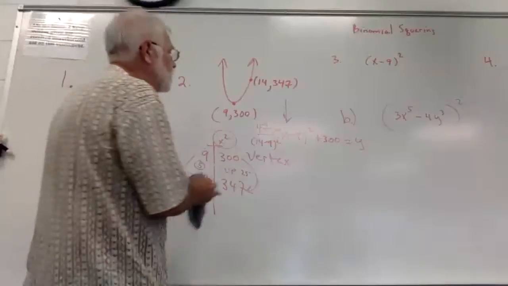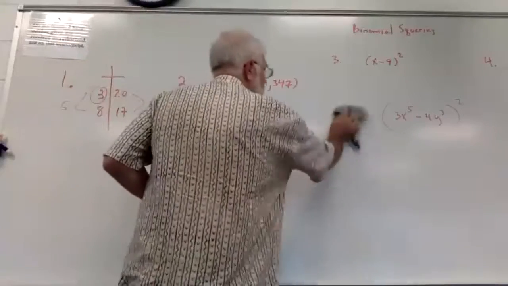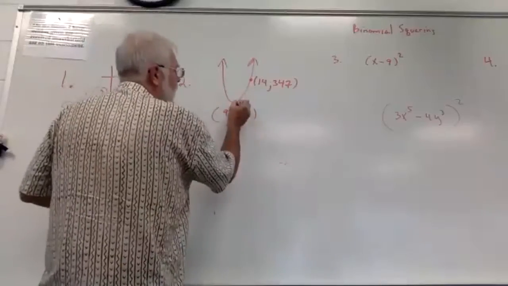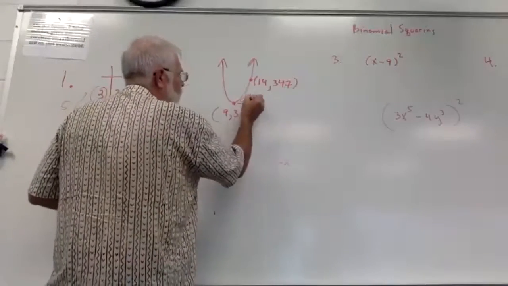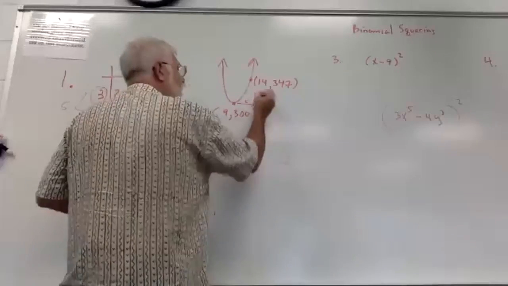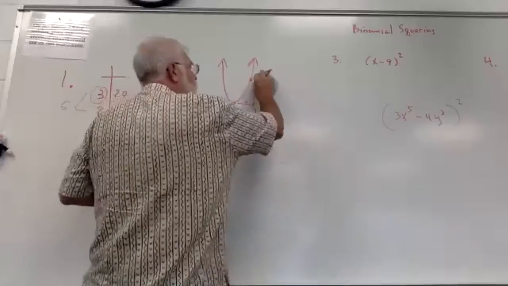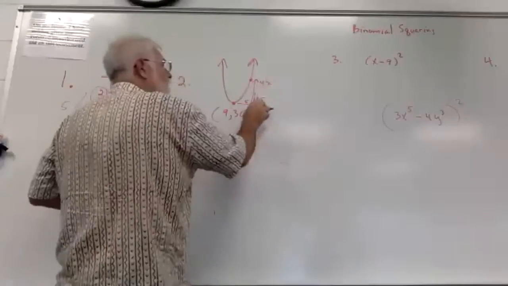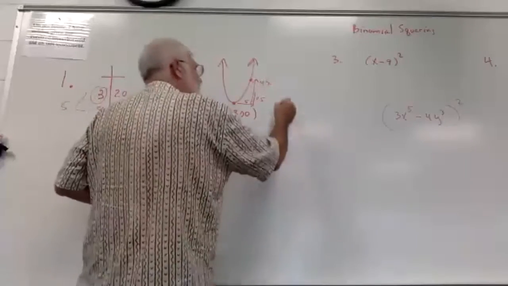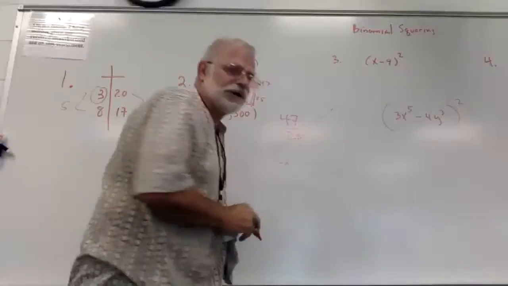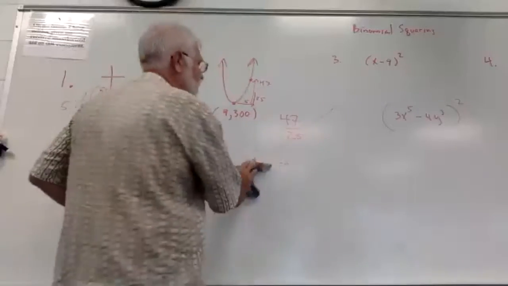Okay, so let me show that pictorially. So I have moved from 9 to 14. I have moved over 5 units. If I square that, I should go up 25, but I didn't go up 25, I went up 47. So I want the number 25 to act like the number 47 in terms of a conversion. Let's do another one of these right now.